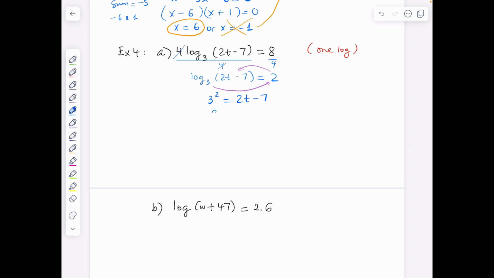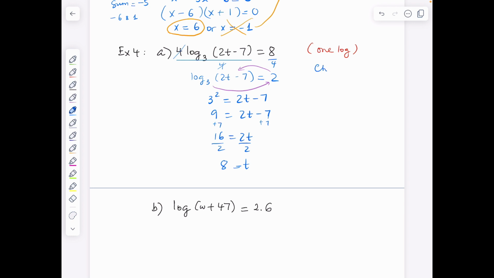So that's 9 is equal to 2t minus 7. We're going to add 7 to both sides. So that's 16 is equal to 2t. Divide both sides by 2. We get t is equal to 8.